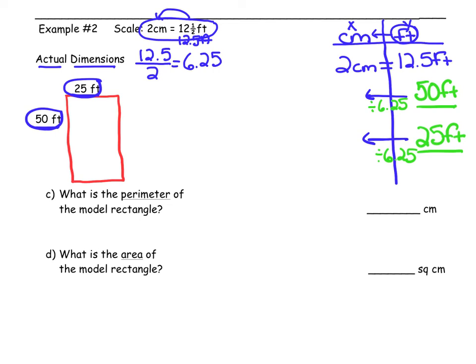Pause your video, grab your calculator, and divide 50 by 6.25 and 25 by 6.25. Please pause the video. When you're ready, turn it back on. You should have gotten a length on paper of 8 centimeters and a width of 4 centimeters.